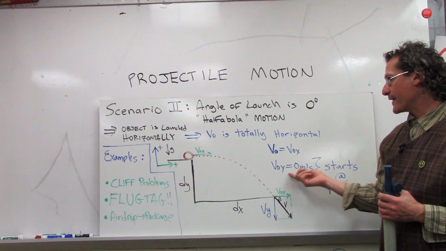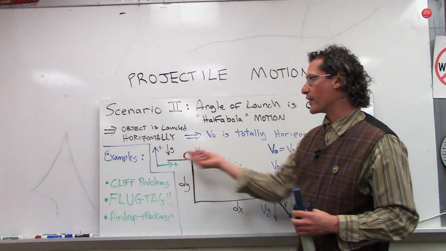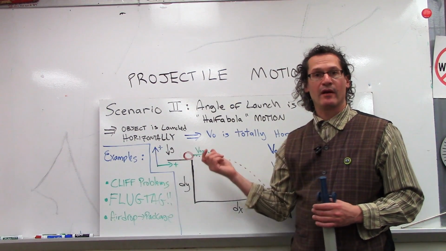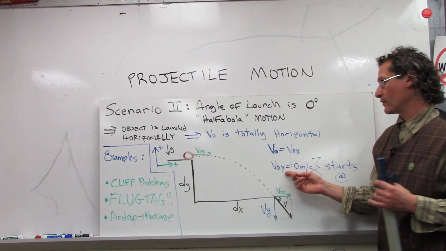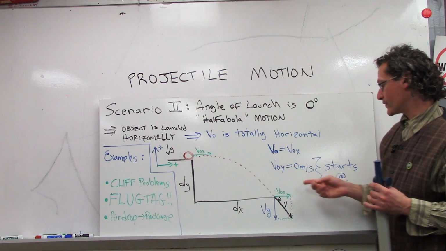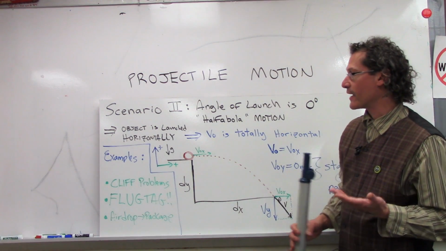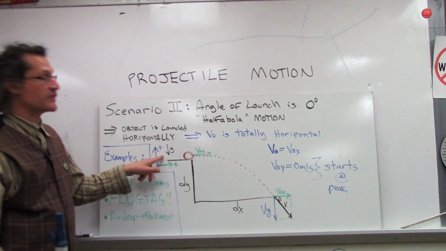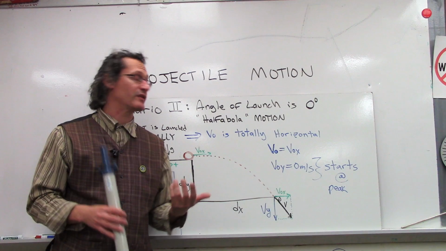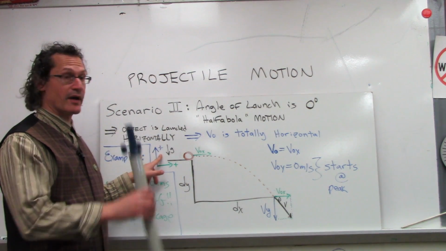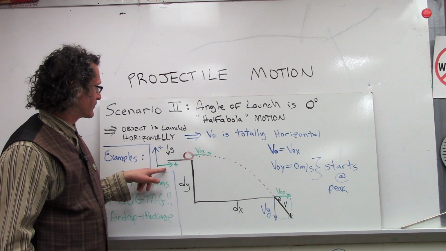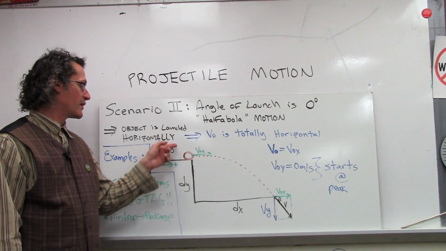v naught y is 0 meters per second because this thing is starting at the peak, and you'll notice that it's traveling completely horizontally here. There is no initial vertical velocity, therefore v naught y is 0. Okay, so let's look at what happens here. I've established again my coordinate system. It's very, very important. We want to indicate which direction is positive, which direction is negative. Positive going up, blue vector, and that indicates vertical. Green vector going to the right, that's positive, gravity going down.